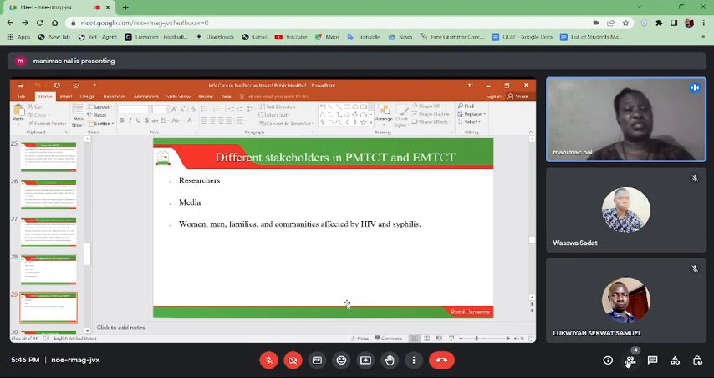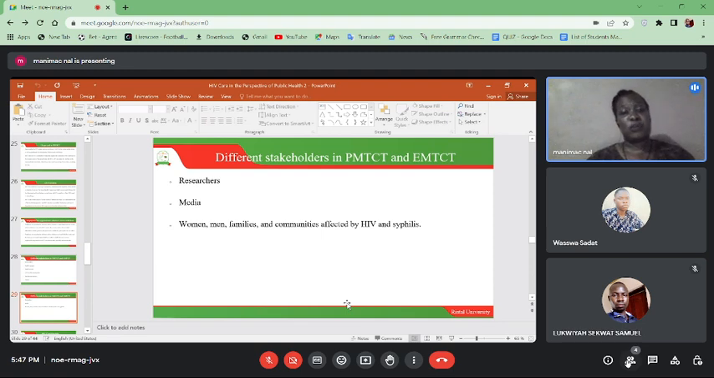Media is very important because it helps us in disseminating information. In case there is a gap or a new discovery, media will help us communicate or disseminate information, even to people deep in remote areas. Today, since we are using the global trend of social media, it is even more effective in disseminating information, more probably on these two programs of prevention and elimination of mother-to-child transmission of HIV.